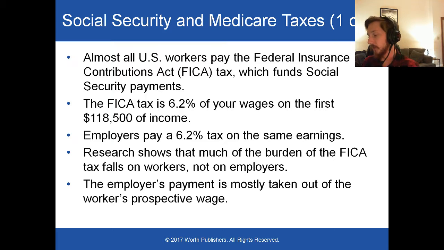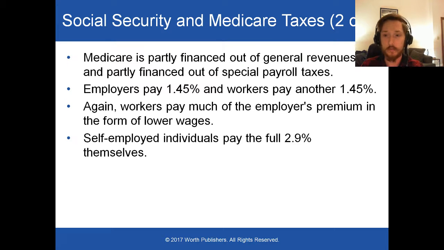In micro, we'll talk about elasticity. But research shows that actually pretty much the whole 12.4% tax is paid by employees. Basically, your bosses give you a 6.2% lower wage in the first place in order to make up for the fact that they have to pay this tax. Your prospective wage is lower because employers have to pay this tax. So most of this tax is not actually paid by employers. It's mostly paid by you, just by getting a lower prospective wage.